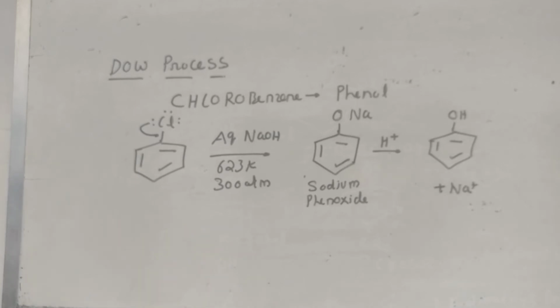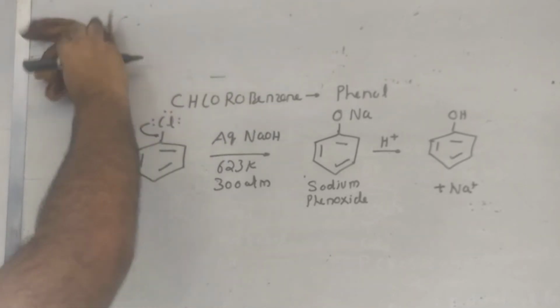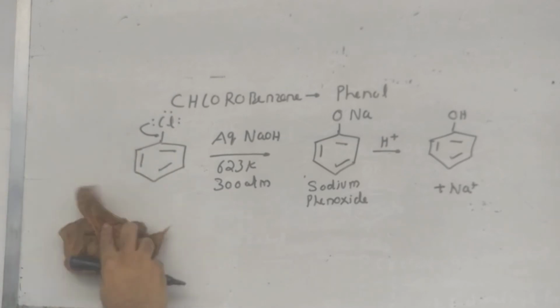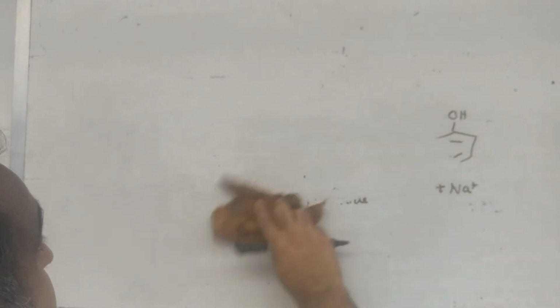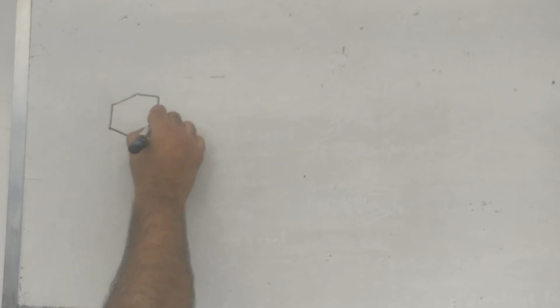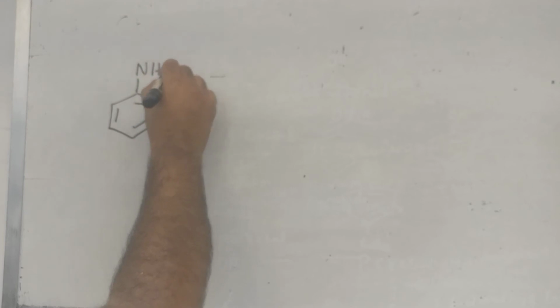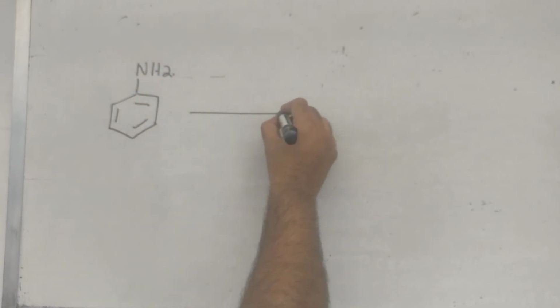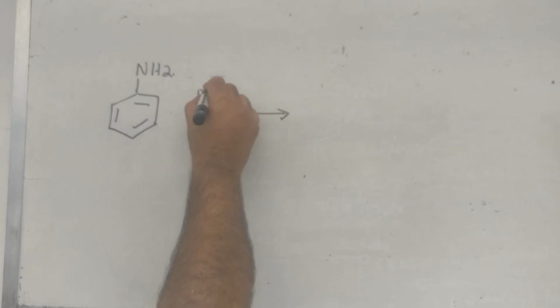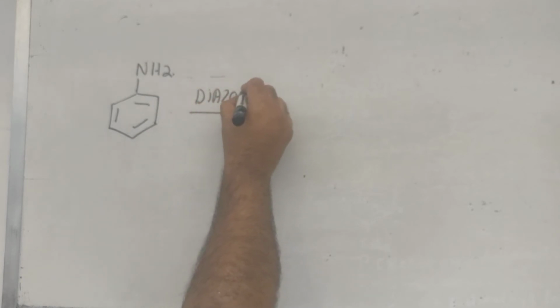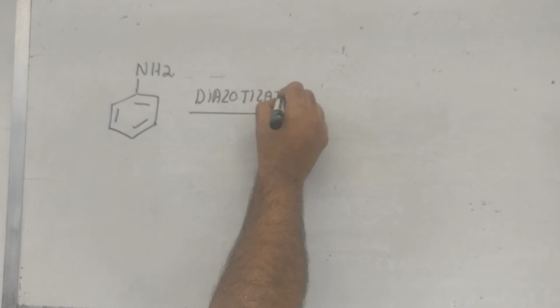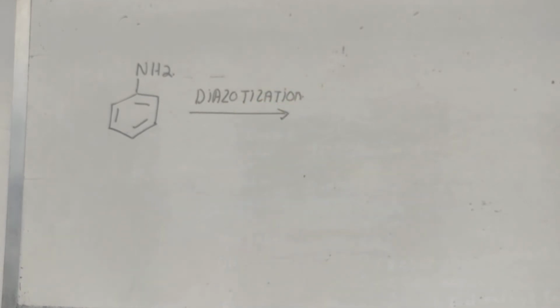Now let us see the second method of converting aniline into phenol. As I told you, aniline is nothing but benzene with NH2. Aniline cannot be converted straight away into phenol. Aniline has to be converted into a very important, synthetically useful compound called diazonium salt. So first of all, aniline is subjected to a process called the diazotization reaction, in which we convert aniline to diazonium salt.